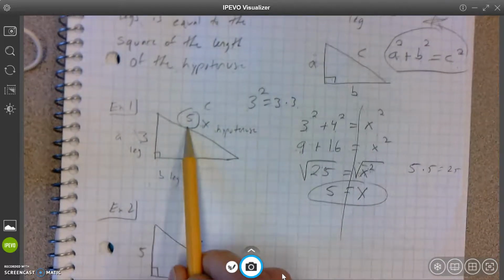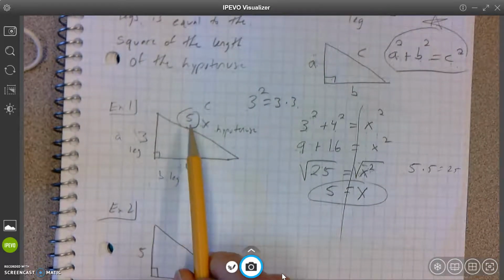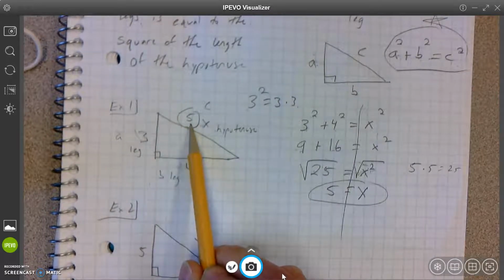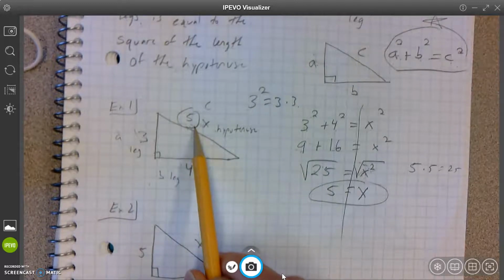The hypotenuse is always the longest side. And so you have to check your answer. It has to be bigger than 3 and 4. If this were 2, I know I messed it up somewhere because the hypotenuse has to be the longest side.